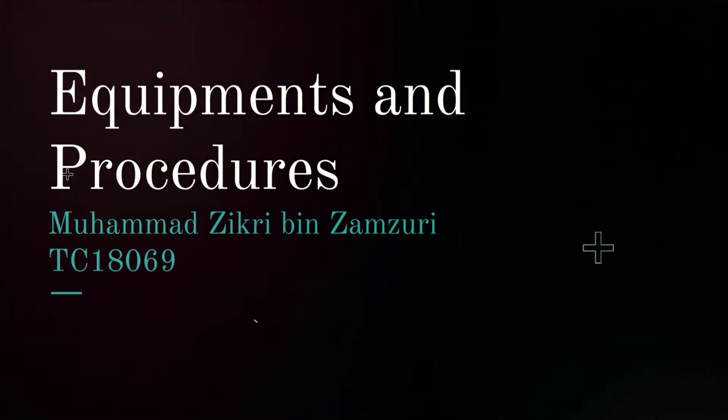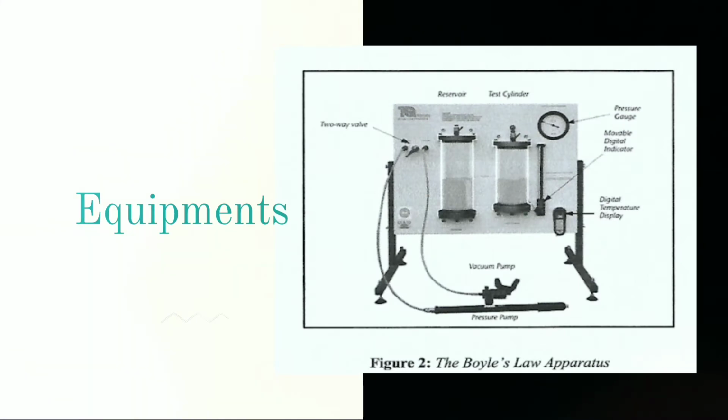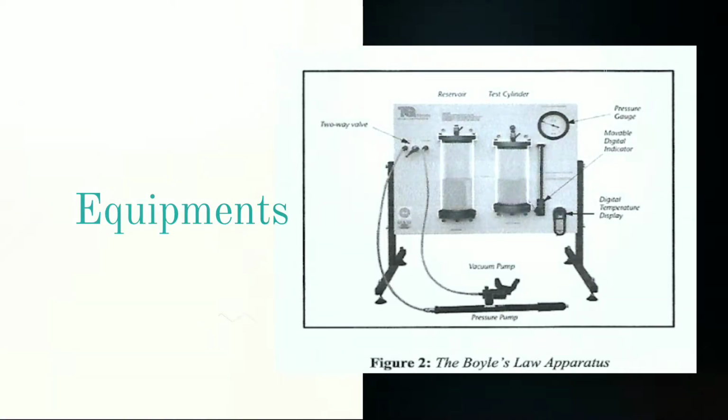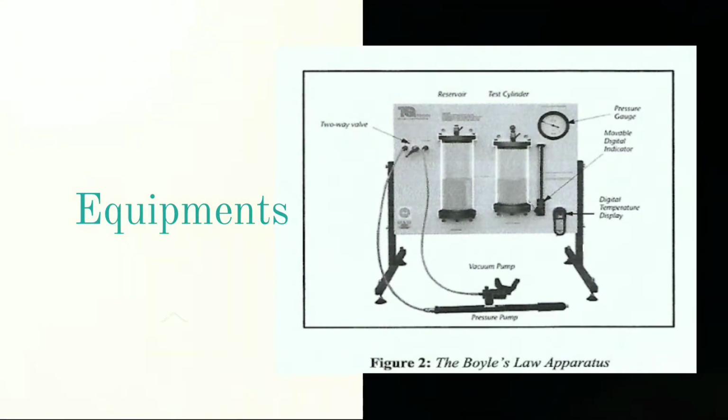Equipments and procedures. The equipment needed is the Boyle's law apparatus, which consists of a two-way valve, reservoir, test cylinder, pressure gauge, movable digital indicator, digital temperature display, vacuum pump, and reservoir pressure pump.